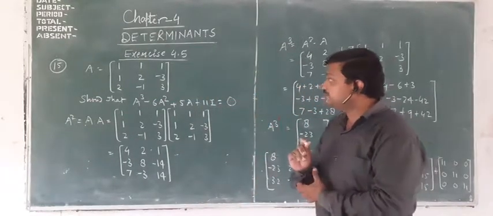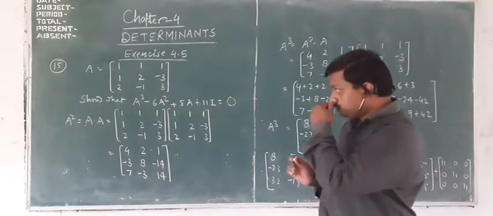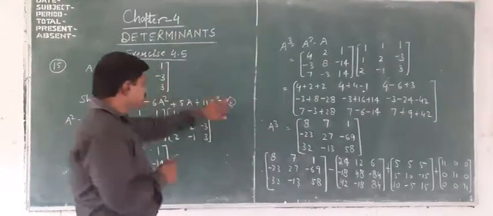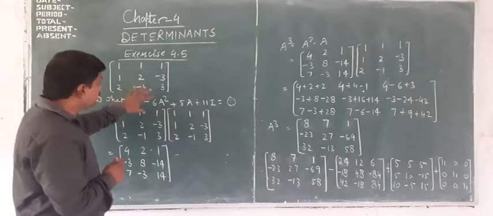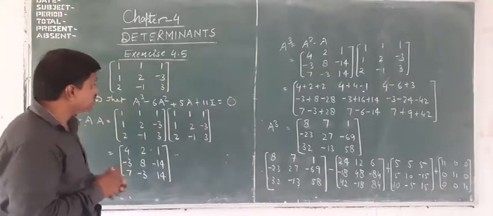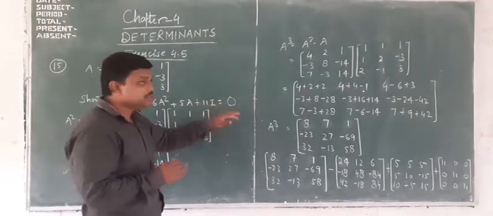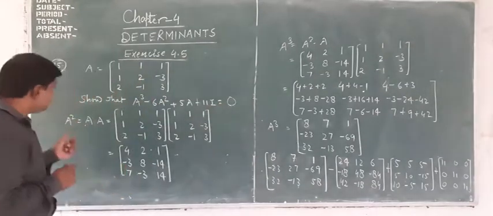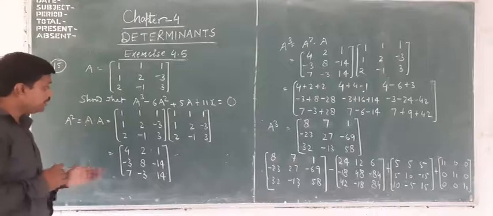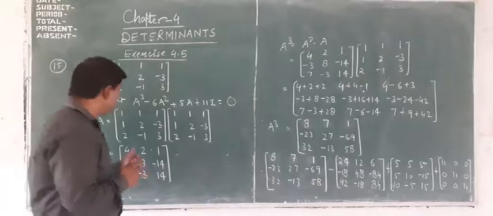In this section, we shall discuss question number 15. We have already solved questions of this type in chapter 3, Matrices. Here also, the value will become O, the null matrix. So first we find A square by multiplying A into A, rows and columns. So we will get the value of A square.